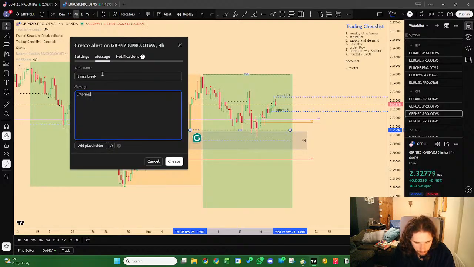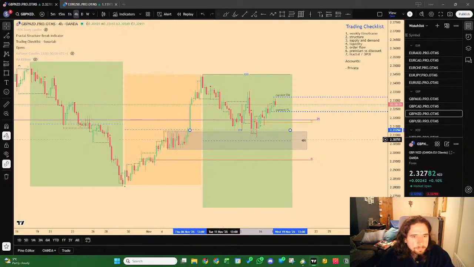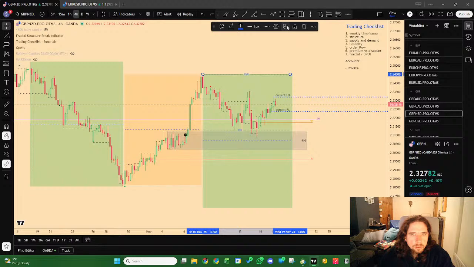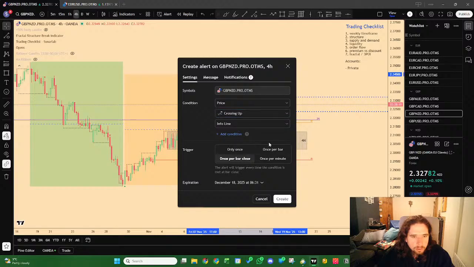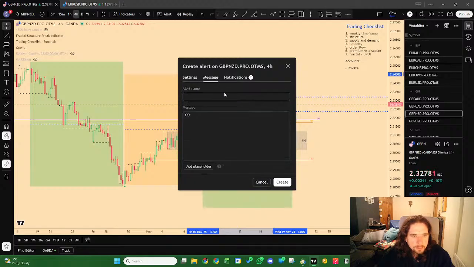Entering zone. Okay, and this one, I'm only really interested if it crosses over, but only once per bar close. Break of structure. Breaking of structure. Back to bull.